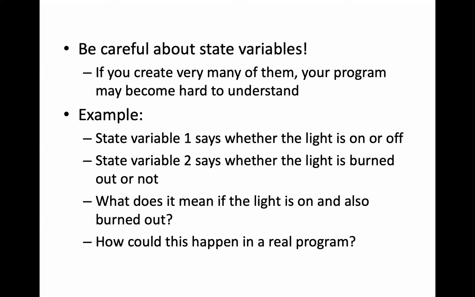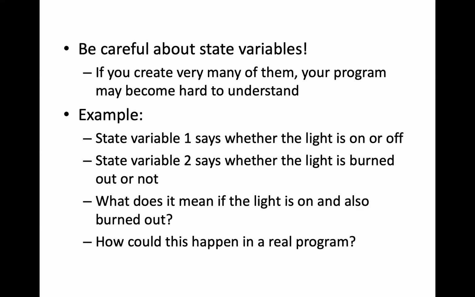So let's look at an example. If I have a state variable, state variable number 1, which represents whether a light switch is turned on or off, and I have a state variable number 2 that says whether the light bulb is burned out or not, what would it mean if those two state variables were configured in such a way that the light is on and also burned out? I mean, does that even make sense? Could that happen in a real program? Or would it be that our program would get all confused if that happens? And so one thing you can take away from this is you should look for interactions between state variables that are going to cause your program to maybe get into trouble.